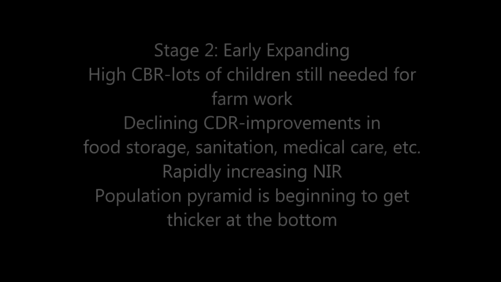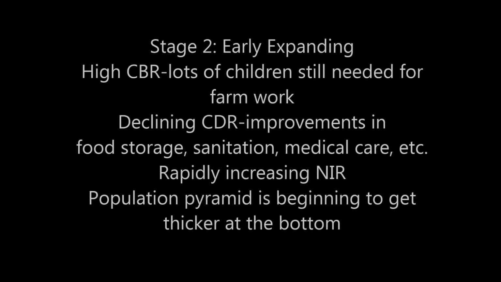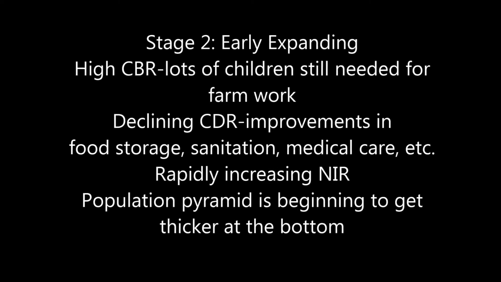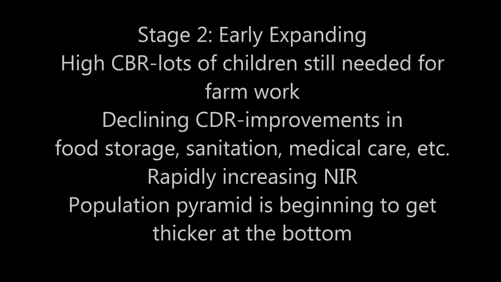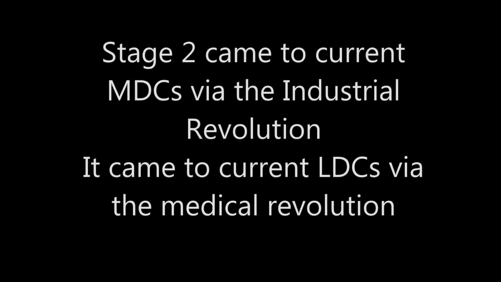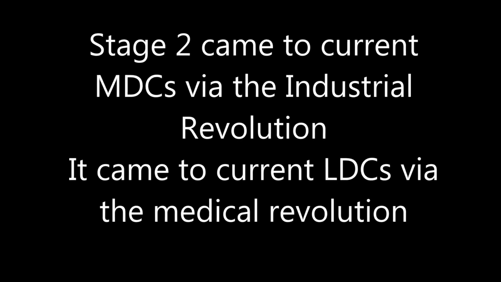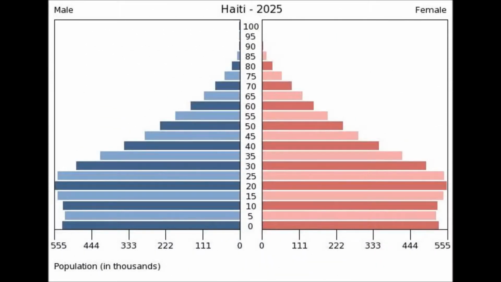Stage 2 is early expanding. There's a high CBR because lots of children are still needed for farm work. There's a declining CDR because of improvements in food storage, sanitation, and medical care, and there's a rapidly increasing NIR. Stage 2 came to current MDCs through the Industrial Revolution, and it came to current LDCs through the Medical Revolution.